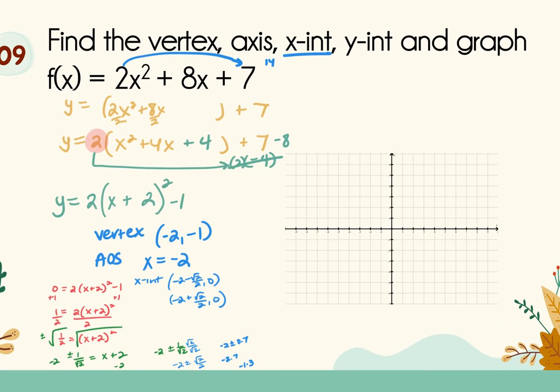Okay, and then y-intercept, remember, come all the way back up to the beginning. This would be 0, so this is gone. This would be 0, this is gone. My y-intercept is 0, 7. So my vertex, -2, -1. My y-intercept, 0, 7. And since I have that, I can reflect it over.